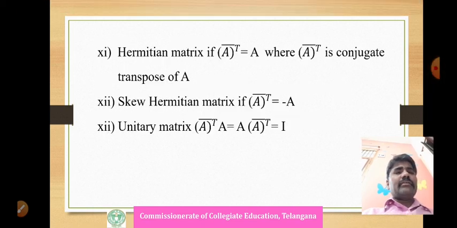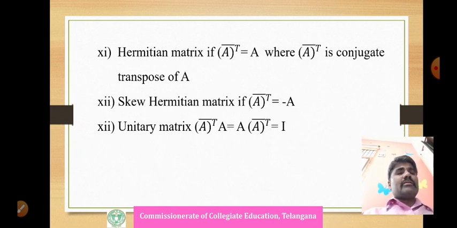Now I define the Hermitian matrix. Here, in this case, the elements are complex numbers. In the earlier cases the elements were also complex numbers, but they were purely real numbers. The real numbers are a subset of complex numbers.